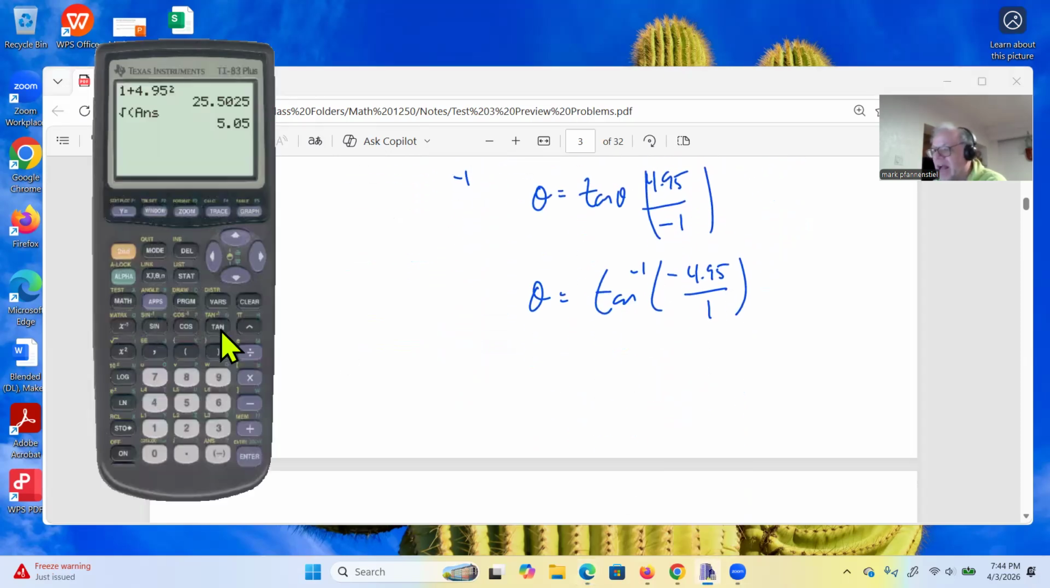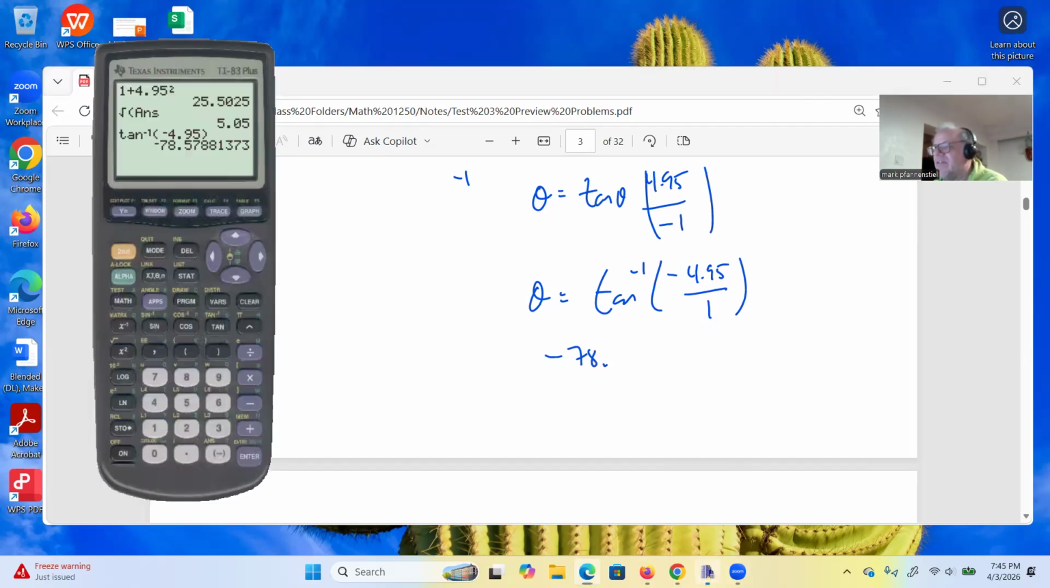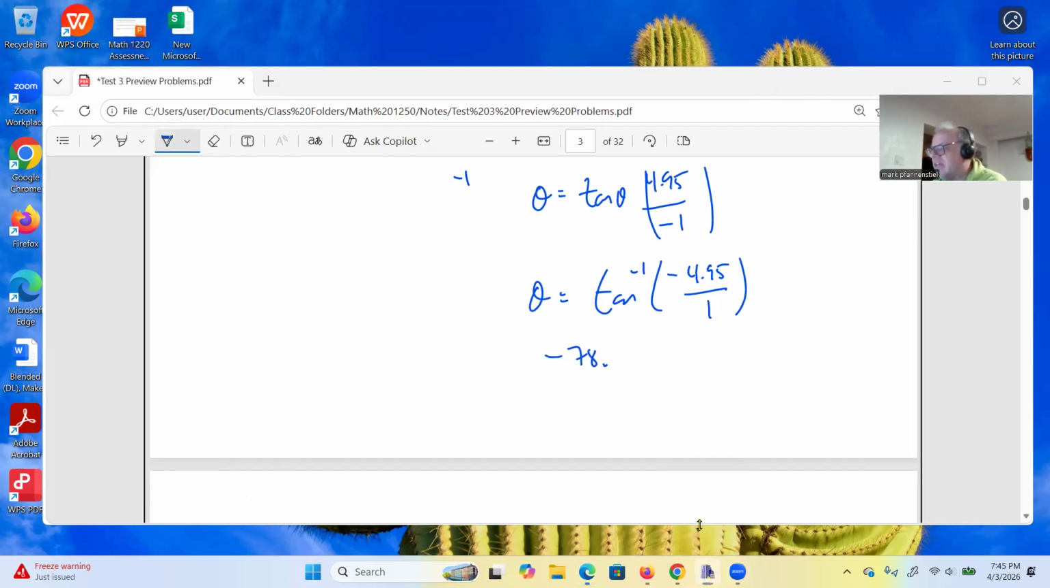Let's go ahead and check it out. So I'm going to go back here. I'm going to say mode, go back to degrees for just a moment here because I allowed you guys to do that. That's fine because degrees are more familiar and I think that's okay. Okay, so we want the inverse tangent of negative 4.95 divided by 1, which is just the inverse tangent of negative 4.95 equals, and I got negative 78 point, what do we get here? Negative 78.579 degrees.